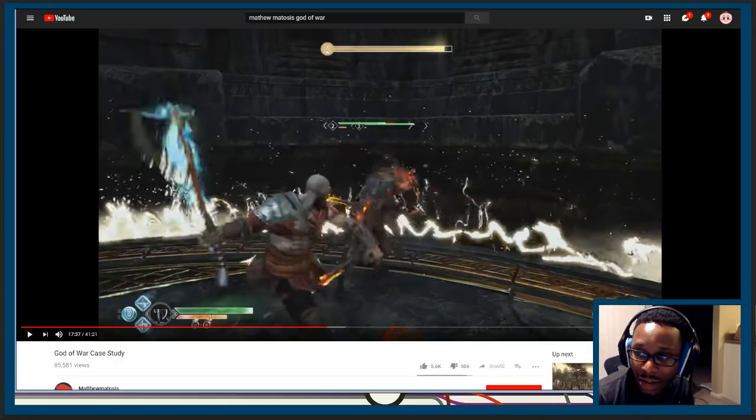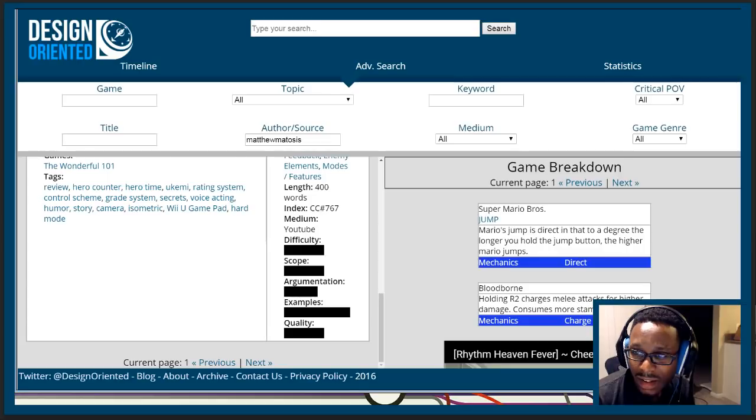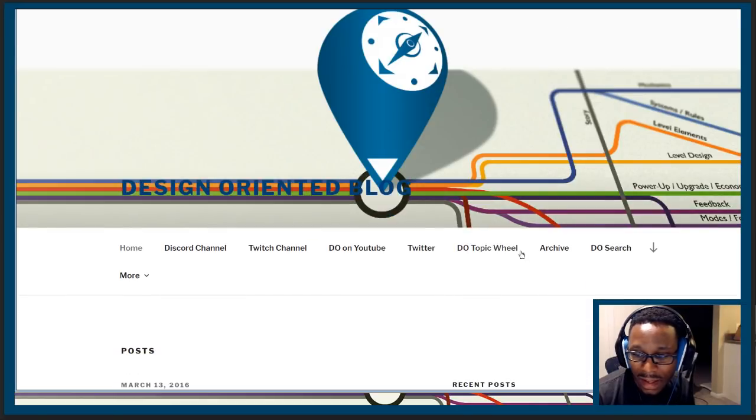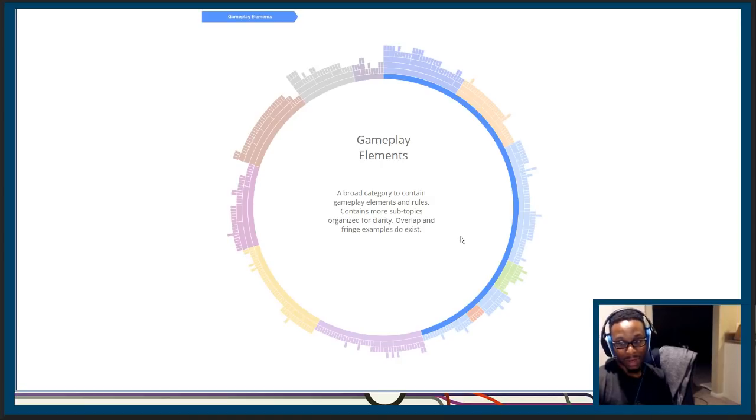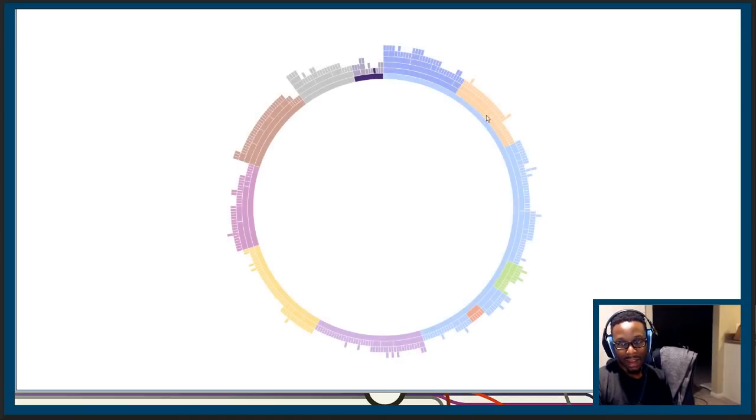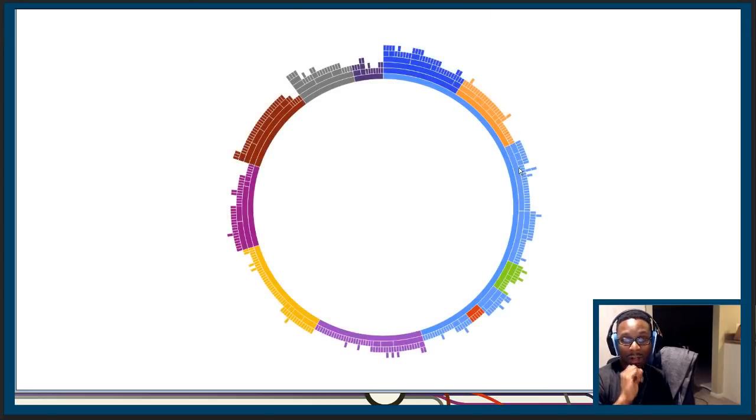Let's go here. Hey, where's my website? And we can go to the DO topic wheel, right? So this wheel is something that I created based on the categories that you can break down games by, and every color means something, and the further you go along the wheel clockwise, the more complex things get.